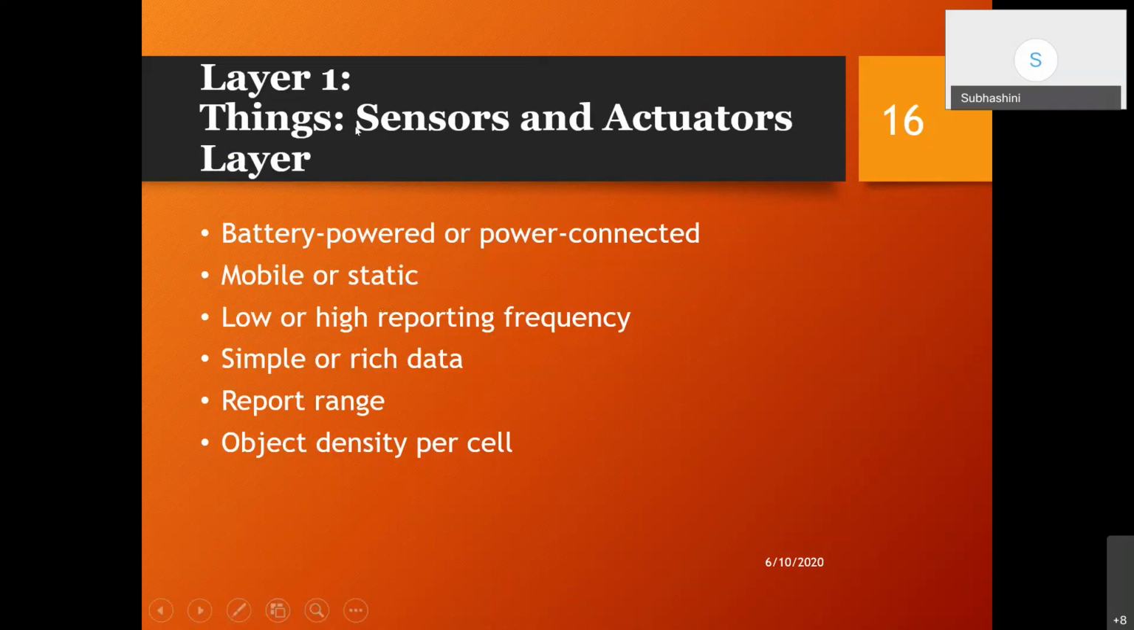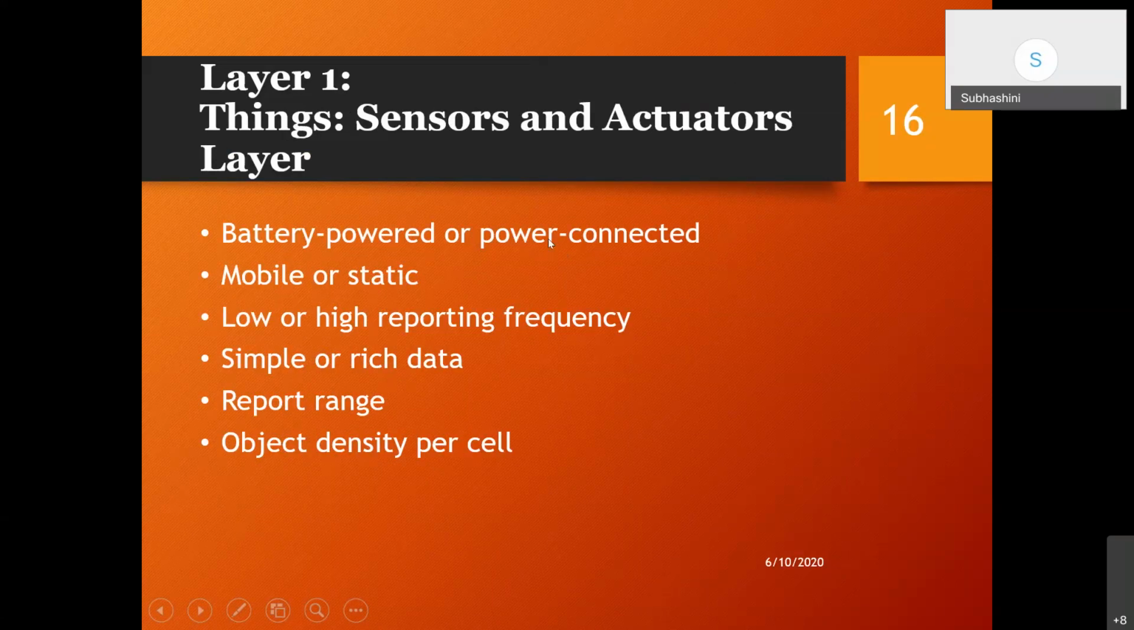Okay. Now, coming to the first factor, I think I can skip this slide because it's already discussed. Things, when I say they can be sensors or actuators, these things can be of different forms based on these factors. You can observe actuators can be battery powered or they can be power connected, right? You may require a battery for it, or you may require a power source to plug in and play.